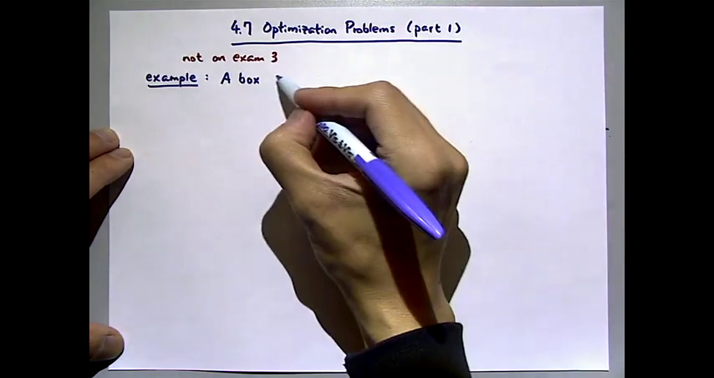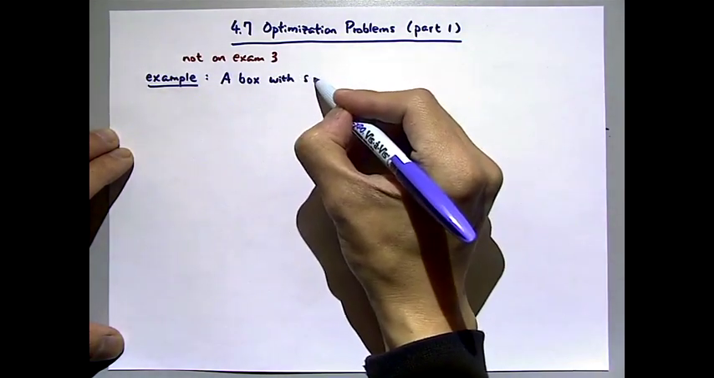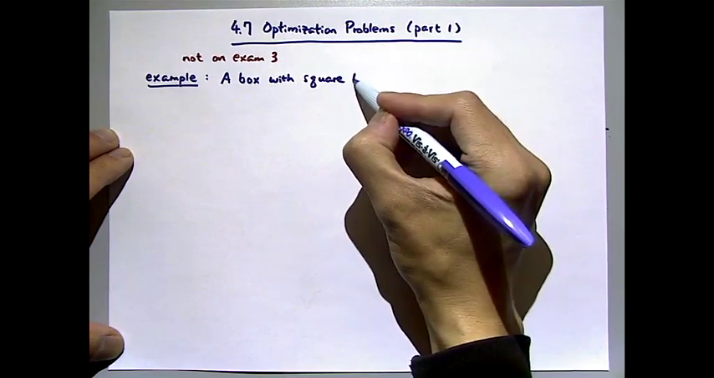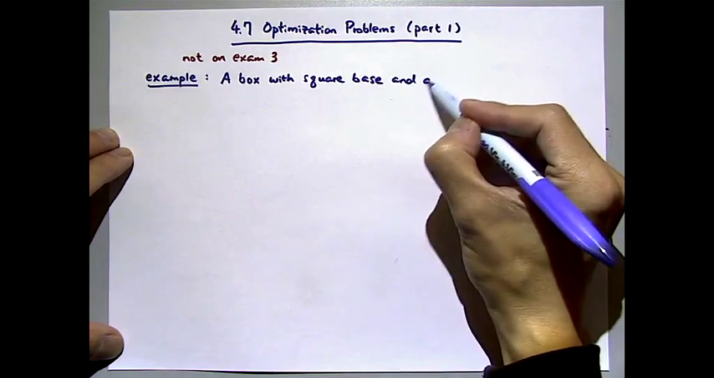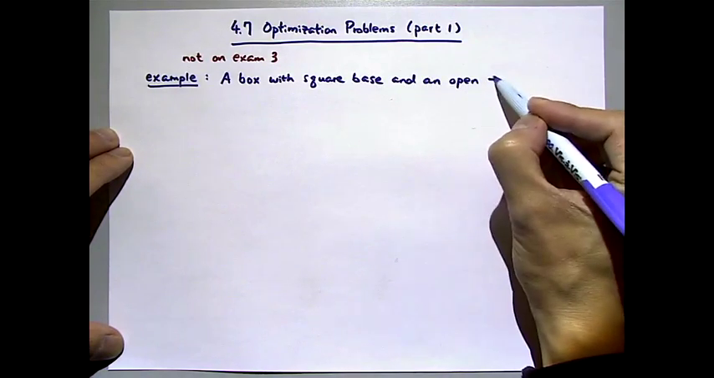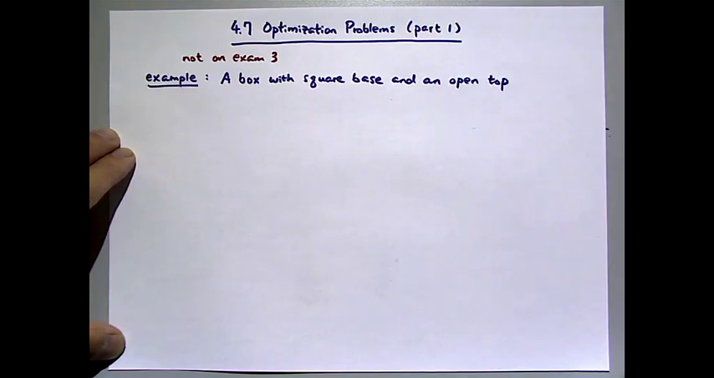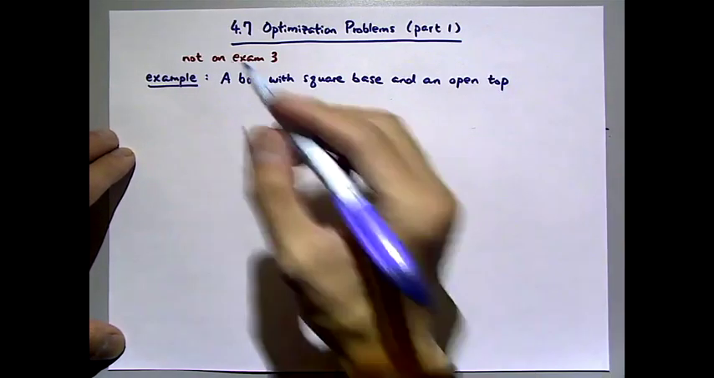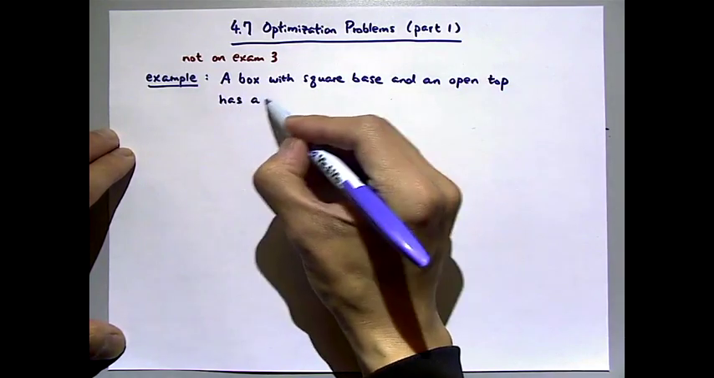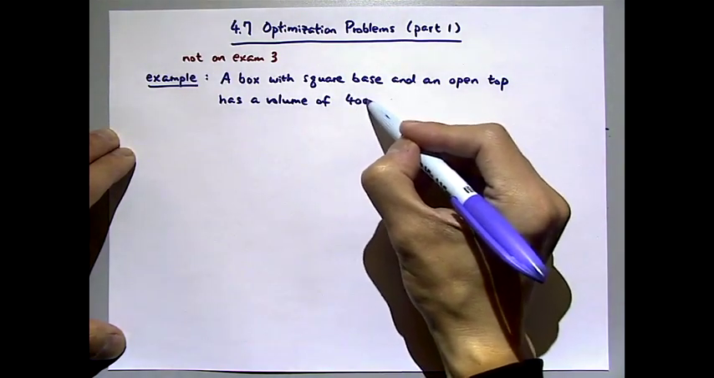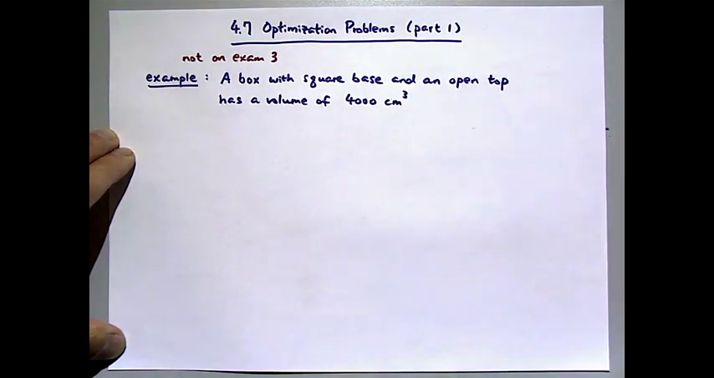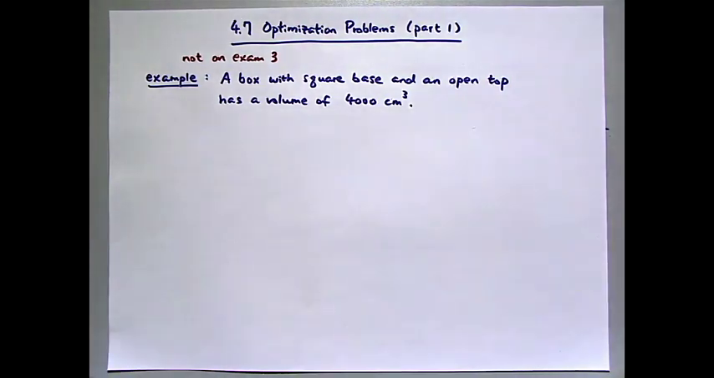We've got a rectangular box, and let's suppose that it has a square base and there's no lid to it. It's got an open top. And this thing has a volume of 4,000 cubic centimeters. Regular box, square base, no top, and the volume specified to be 4,000 cubic centimeters.